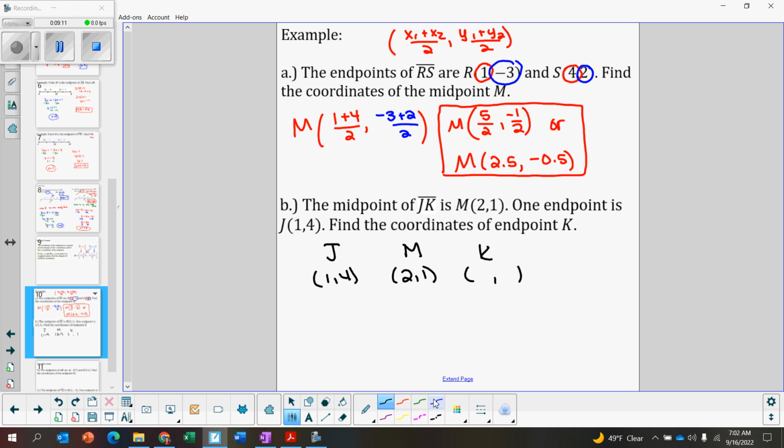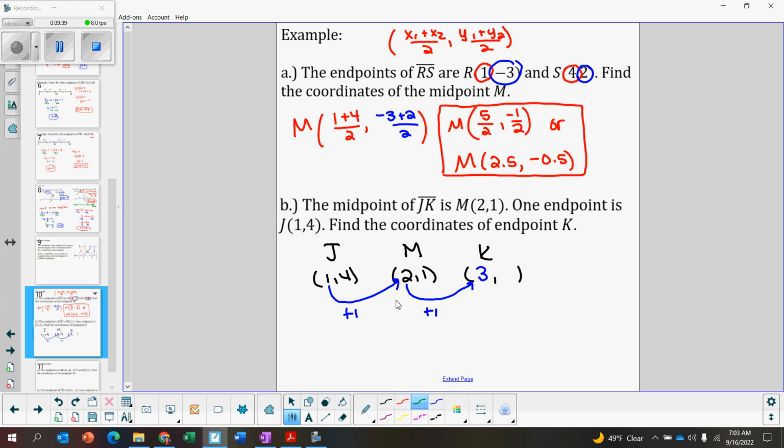So since M has to be exactly in the middle, what I would do is I'm going to look, what does it take to get from 1 to 2, right? From the first x to the second x. And to do that, we went up by 1. So this middle point has to be the same number of units away from the new x. So that's another +1. So 2 plus 1 is 3.